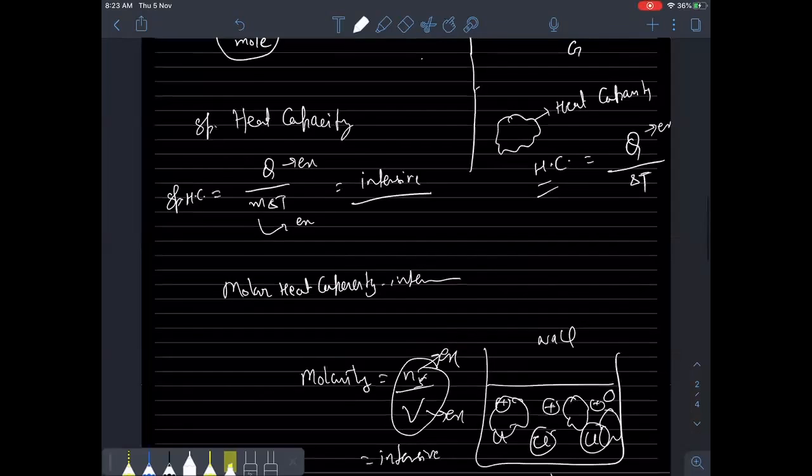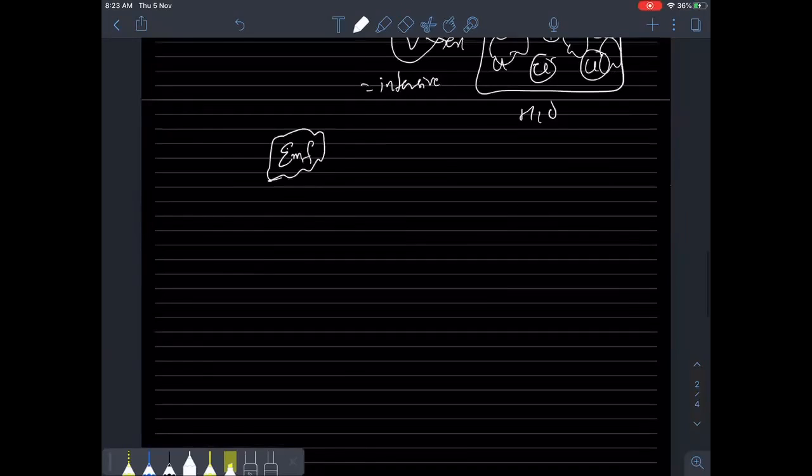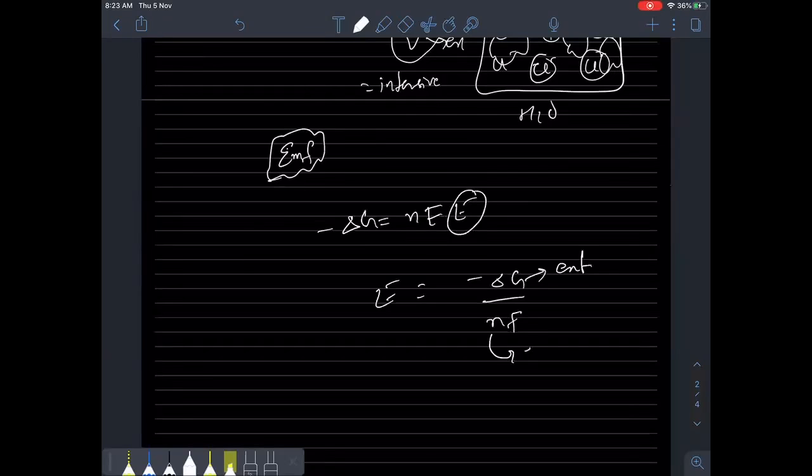Right, so that's all about extensive and intensive variables. Like one of the very important things is EMF. How would you say that? EMF. This is really, really important. For telling this, you need to know this relation: delta G is equal to minus NFE. When it comes to E, this is basically delta G upon NF. Now you know that this is extensive. This is also extensive. So overall the ratio of extensive becomes intensive.